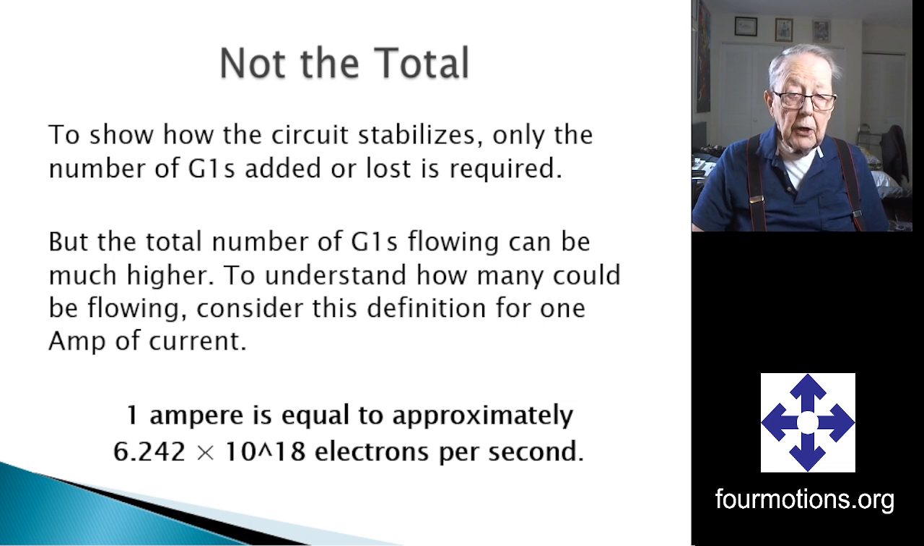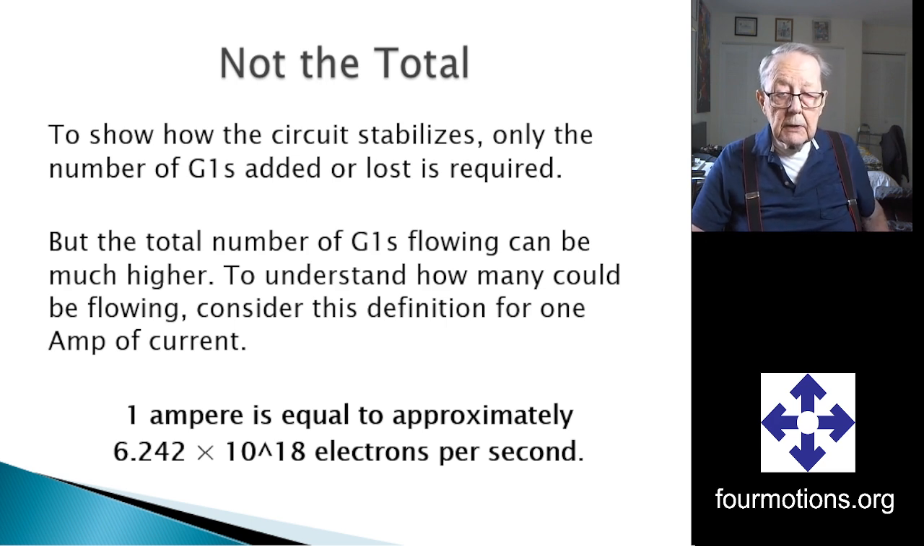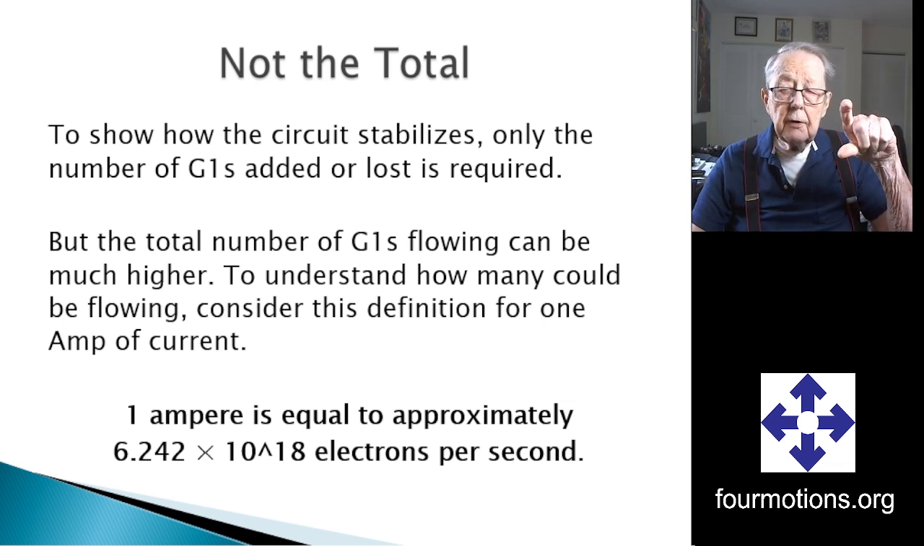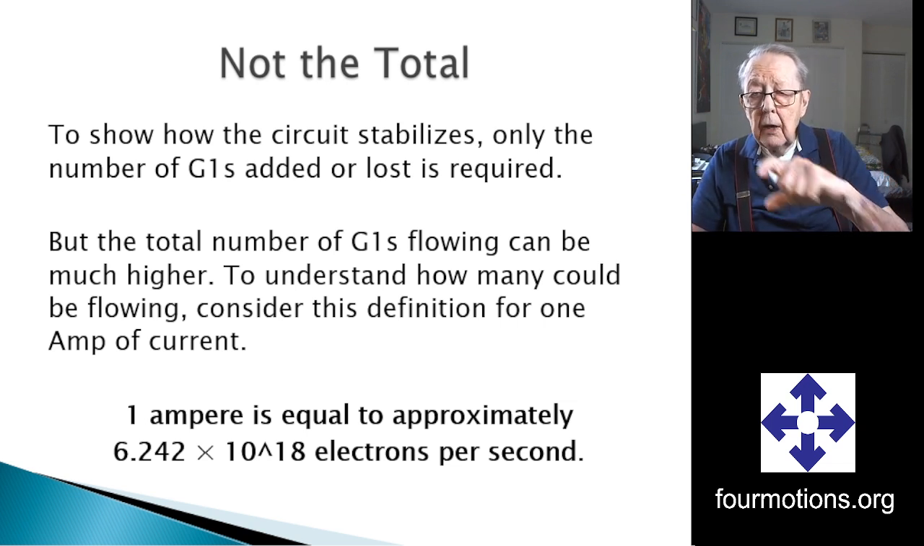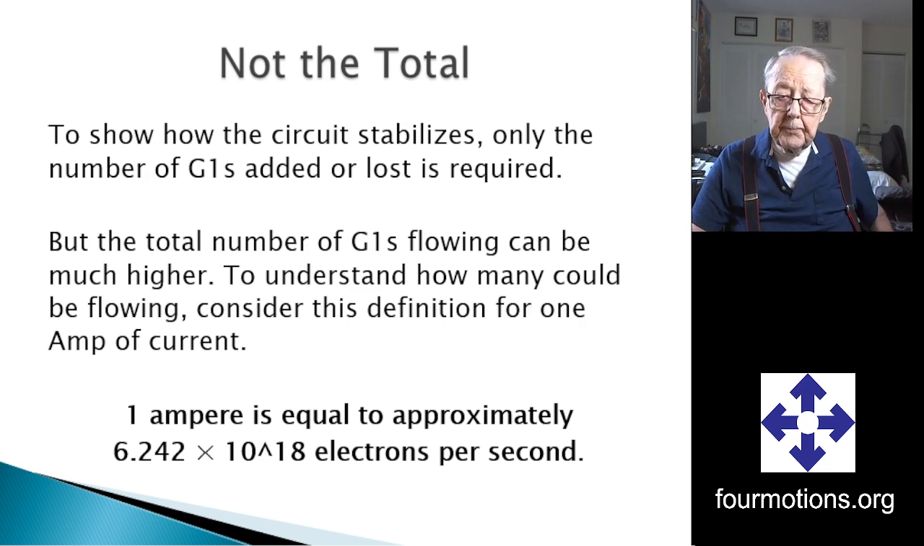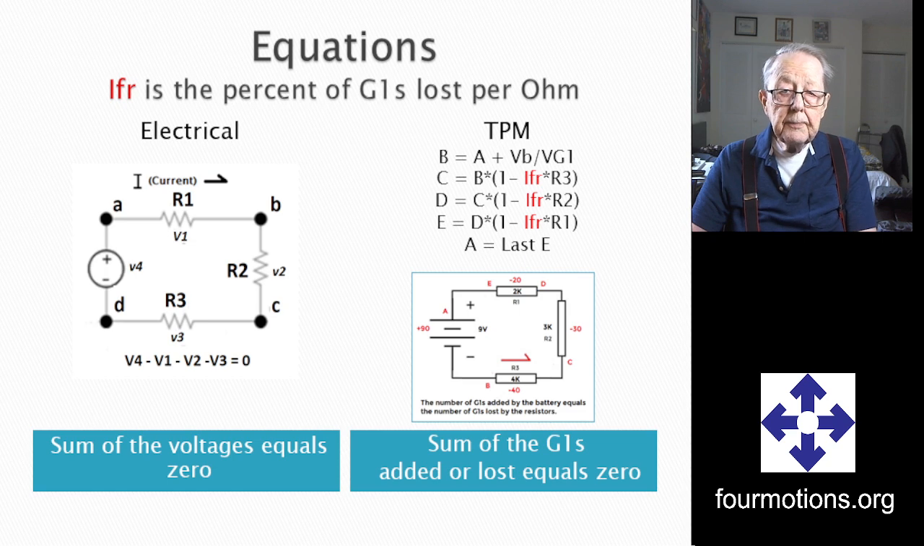To understand how many could be flowing, consider this definition for 1 amp of current, where we define 1 amp of current as being approximately equal to 6.242 times 10 to the 18th electrons per second. So you can have a whole bunch of electrons or G1s flowing through the circuit, and the battery adds a few, resistors take out a few, and it gets back to where it started. So it's not the total. We're only doing what is being added or lost.